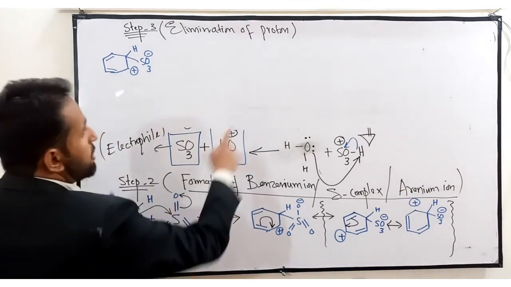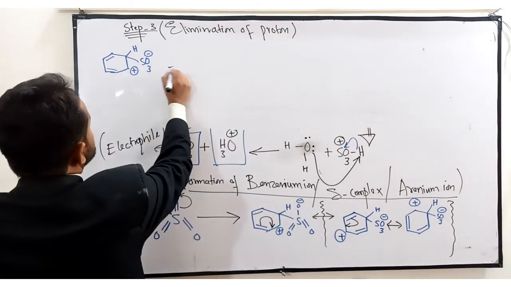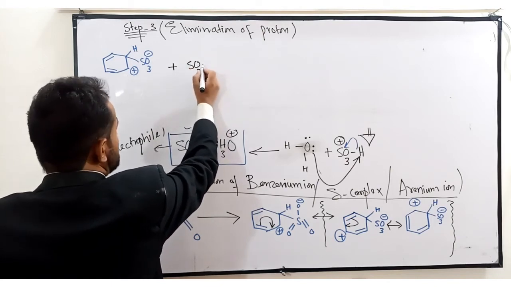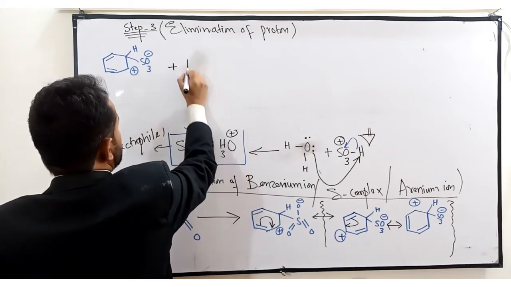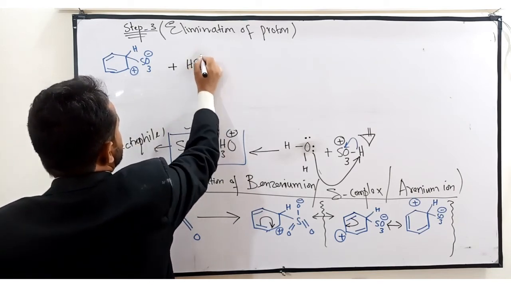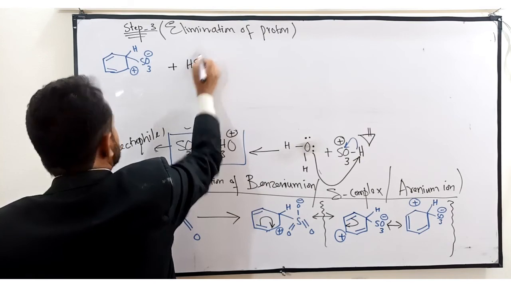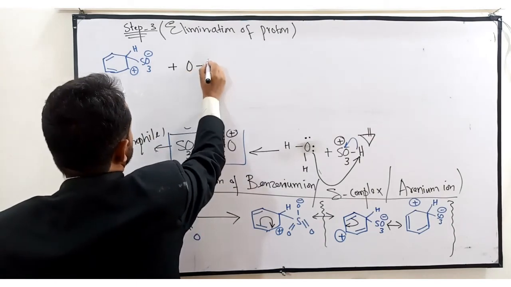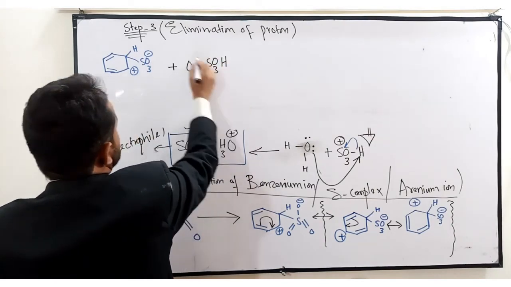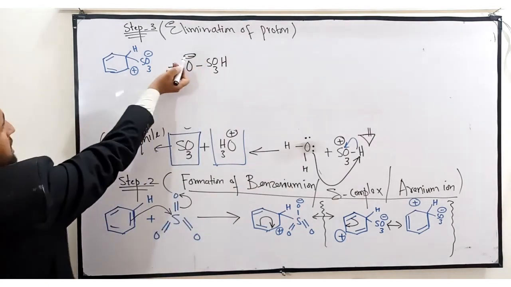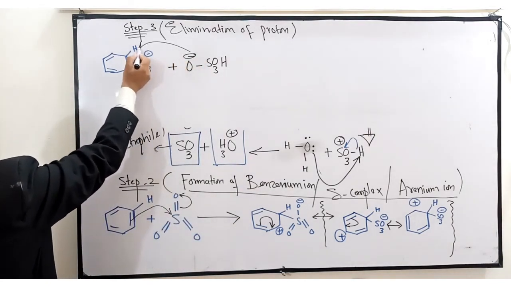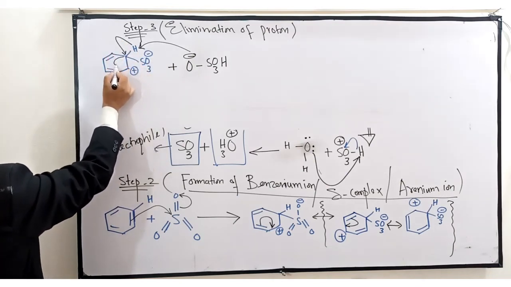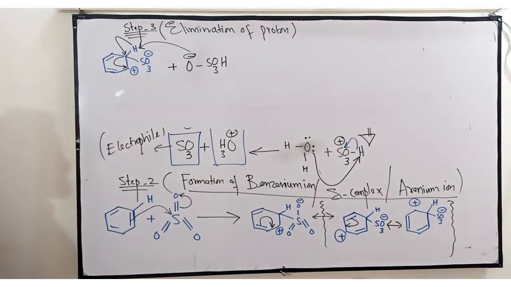Basically, we use the hydrogen sulfate ion which was formed, that is HSO4 minus, or I will show the one negative oxygen, SO3H. This is hydrogen sulfate. Now this will give its electron to this proton, and the proton will give its electron to this carbon, and this carbon will forward its electron to this carbon because there is a positive charge.